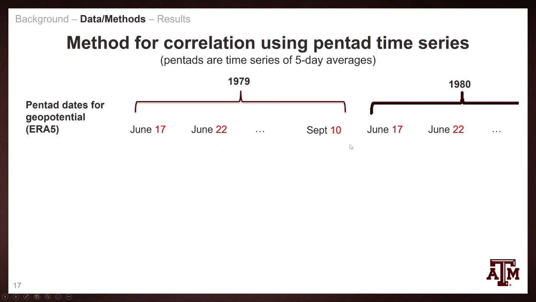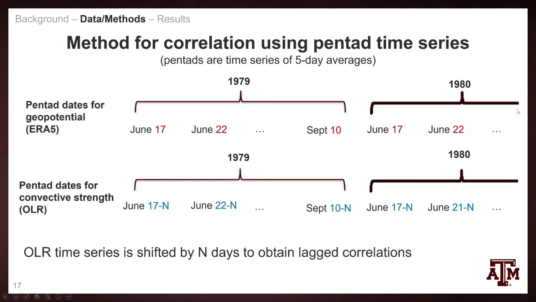And then we piece together the pentads from every single year from 1979 to 2019 to form a long time series. We also do this for OLR, except the pentad dates are shifted by N days so that when we correlate OLR to geopotential, we can get a lag correlation.